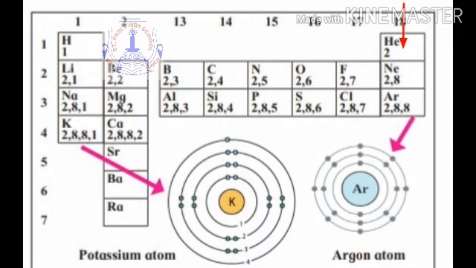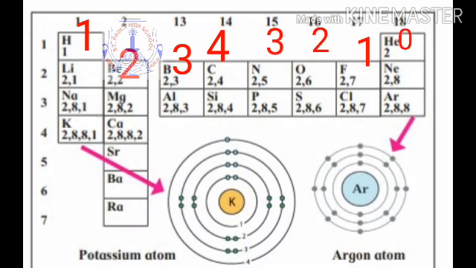So what do you find over here? You find a gradation in the valency across a period. In a group valency is the same, but across a period valency is not the same. It is 1 for group number 1, 2 for group number 2, 3 for 13, 4 for 14, then it decreases from 15, so it becomes 3, 2, 1, 0.